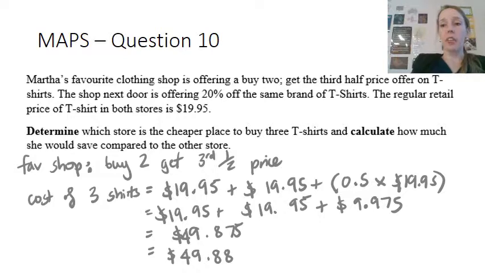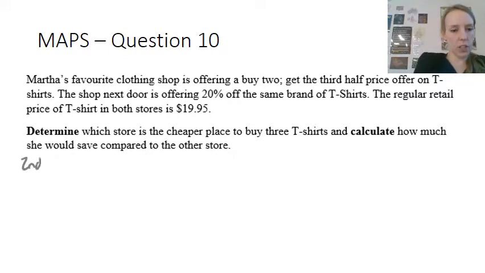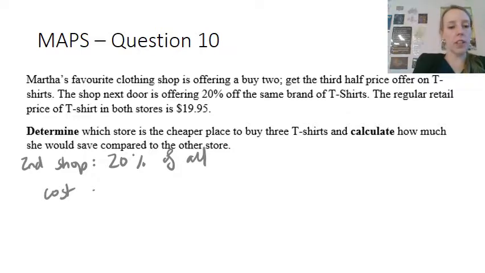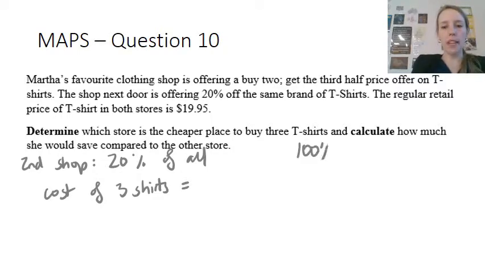Okay, at the shop next door, so the second shop. So the second shop, they're just offering 20% off all shirts. Okay, so the cost of 3 shirts then is 20% off each shirt. So if it's 20% off, that means they're paying 80% of the price, because 100% minus 20% equals 80%. So they're paying 80% of the cost.